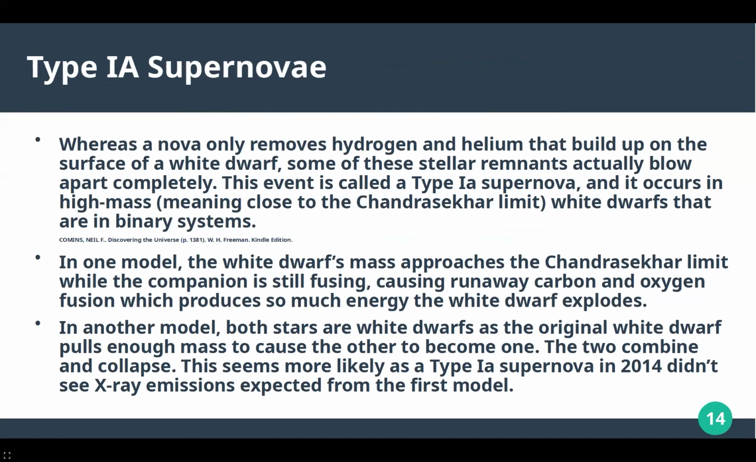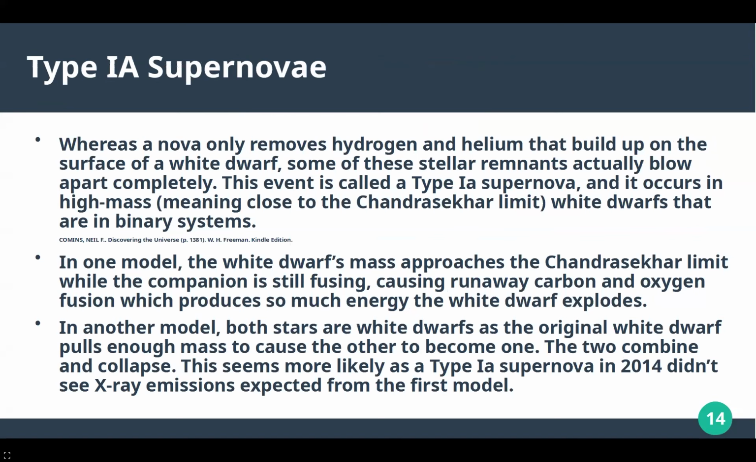Whereas the nova only removes hydrogen and helium that build up on the surface of the white dwarf, some of these stellar remnants actually blow apart completely. This is called a Type 1a supernova, and it occurs in high mass, meaning close to the Chandrasekhar limit, white dwarfs that are in binary systems.